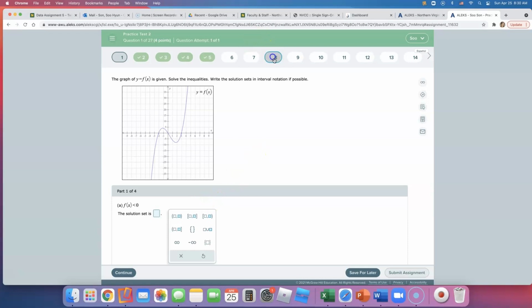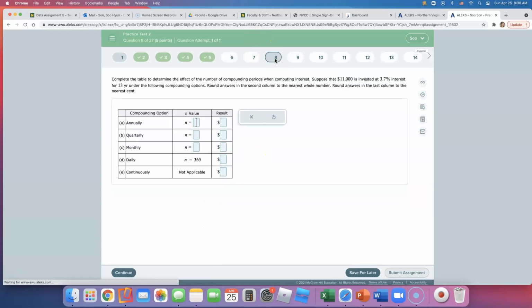Now this video is for number 8. Complete the table to determine the effect of the number of compounding periods when computing interest. Suppose $11,000 is invested at 3.7% interest rate for 13 years under the following compounding options. Round answers in the second column to the nearest whole number. Round answers in the last column to the nearest cent.